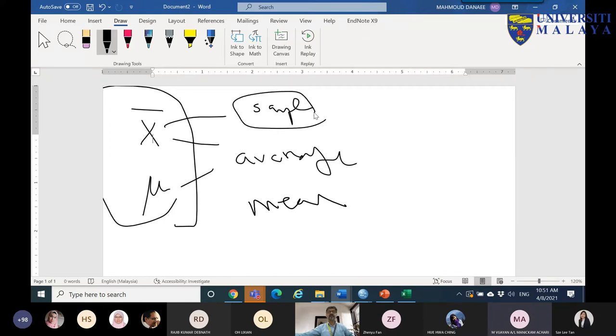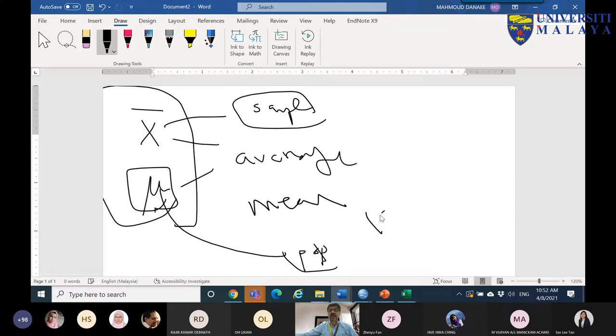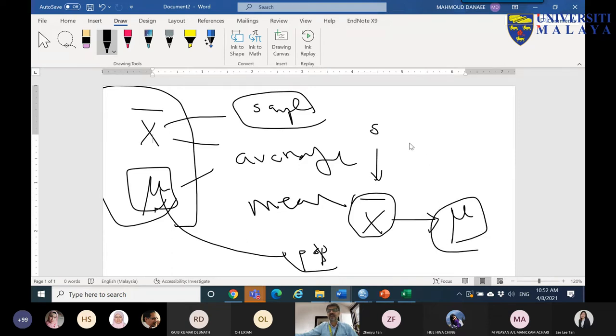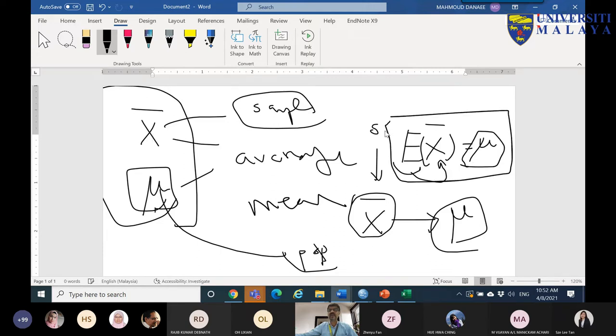X bar we use for a sample, mu is for the population. So please do not report the mean of your sample and present it with mu. Mu is for the population. When we do sampling, we only calculate the mean, and we expect that the mean is a good estimation of the population. That's why we say that the mathematical expectation of the average of the sample is equal to mu. It means we expect that the mean of our sample is equal to the population mean. This is called the mathematical expectation equation.